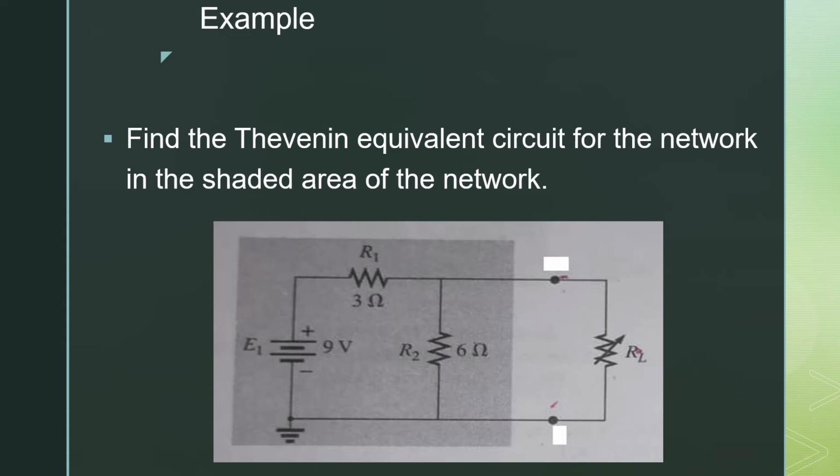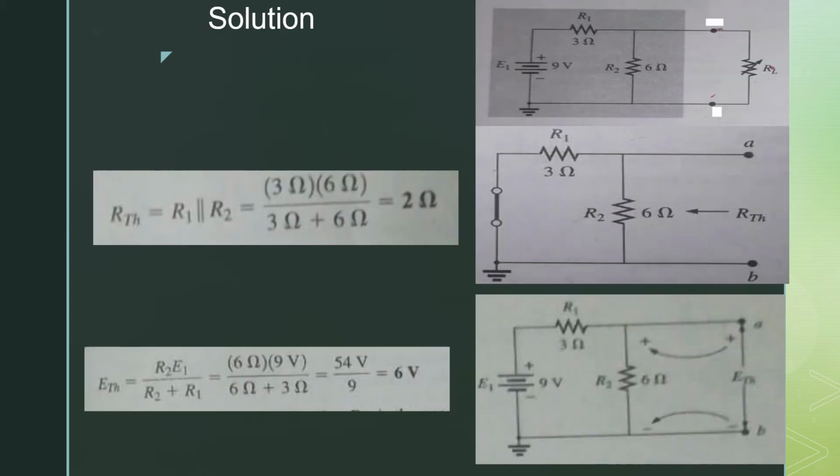Now, in order to understand the Thevenin theorem, let us take an example. In this example, we have to find the Thevenin equivalent circuit for the given network in the shaded region. We have to find the Thevenin equivalent for this region. So, in the first step, remove that RL load resistor because we have to find the Thevenin equivalent for this shaded region. When we remove RL, mark these points A and B.